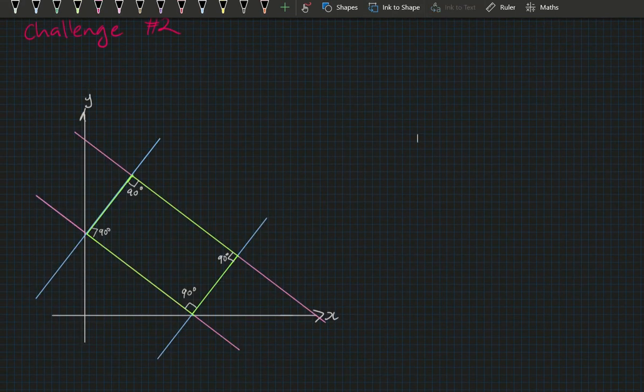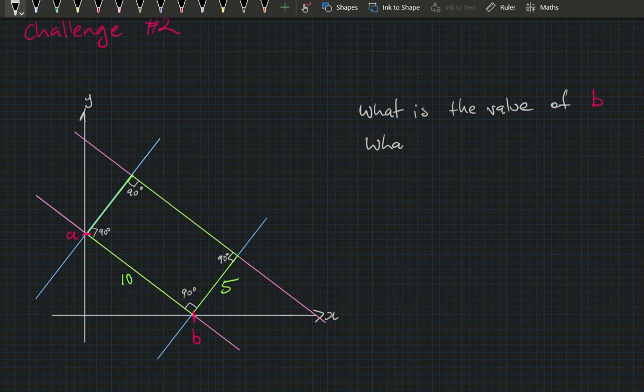Okay, now I'm going to move on to challenge 2. So challenge 1 is a question about logic, but this one requires a more mathematical approach. I've drawn this box here, and every angle here is 90 degrees. So these blue lines are parallel and these pink lines are parallel, and the blue lines are perpendicular to the pink lines. I'm going to say that this length here is 10 and this length here is 5.